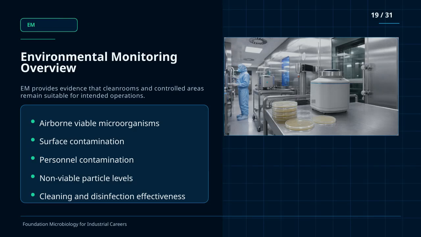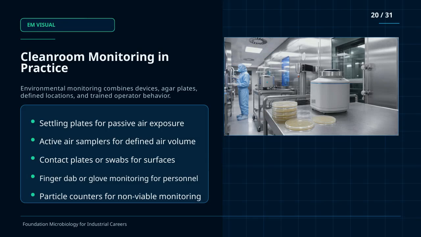Environmental monitoring provides evidence that clean rooms and controlled areas remain suitable for their intended operations. It evaluates airborne and surface contamination, personnel contamination, particle control, cleaning effectiveness, and changes over time. In practice, environmental monitoring uses settling plates, active air samplers, contact plates, swabs, glove prints, and particle counters. These tools are useful only when sampling locations, operator behavior, and process context are understood.